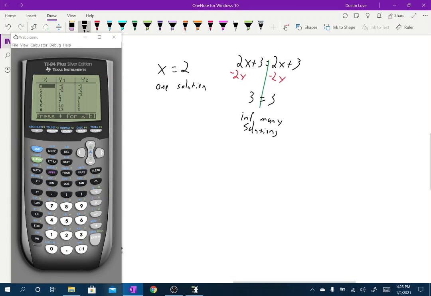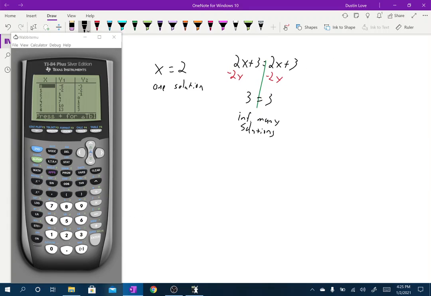Now, that's very different from an equation that had something like 2x plus 3 is equal to 2x minus 7. When we did this problem, we'd subtract 2x on both sides, and we'd be left with 3 equals -7. The variables all went away. However, it's not true. So what we'd say is that this one has no solutions. So we had 1 solution, infinitely many solutions, and no solutions.